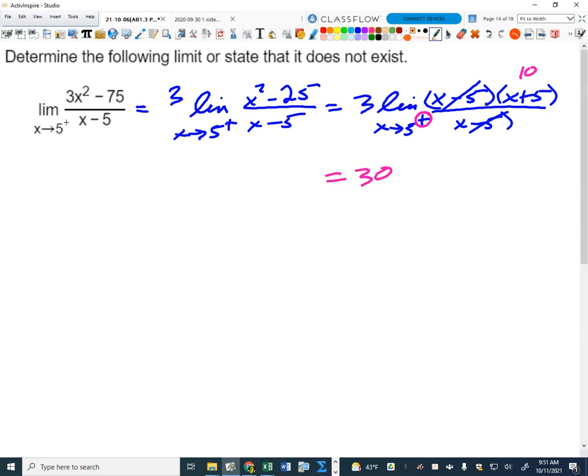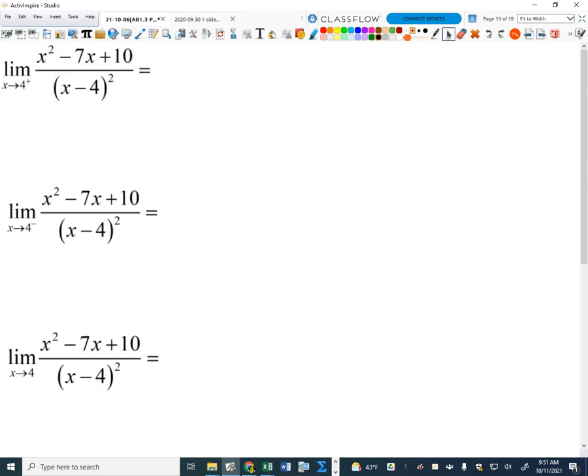Okay? Thumbs up, down, sideways, how we doing? Okay? Good? Okay. How about these?